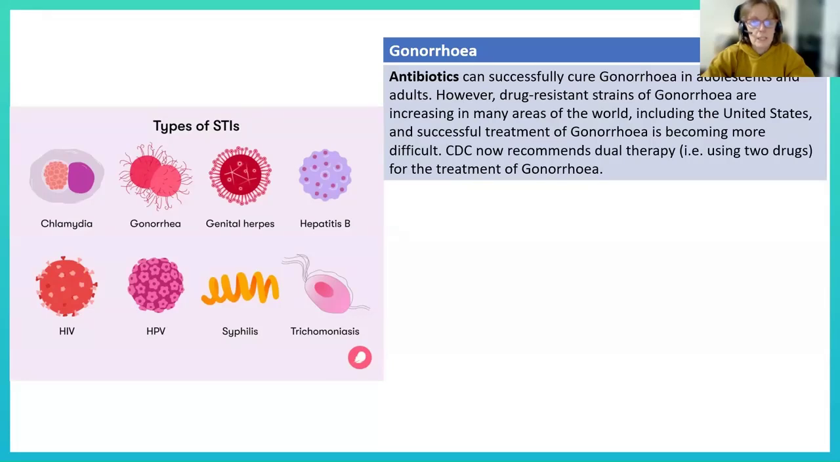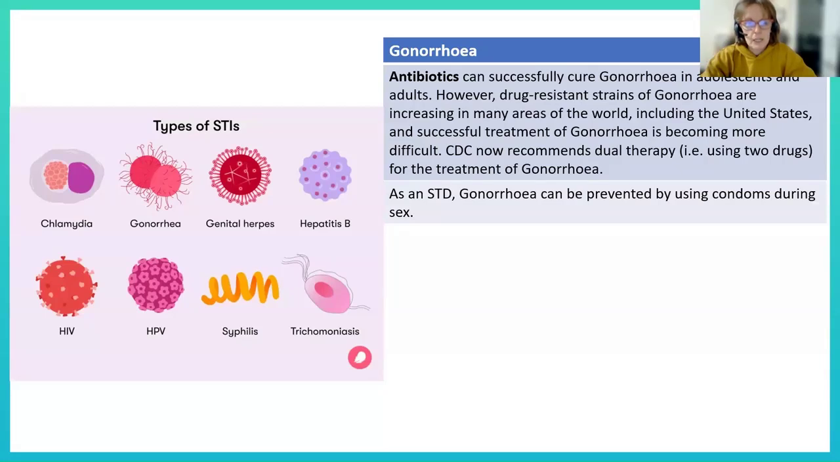It's now recommended that you have 2 drugs for the treatment of gonorrhea. The CDC, that is the Centers for Disease Control, the American equivalent, NHS would look after it in the UK. World Health Organization is obviously a global body, but in America, the CDC now recommends dual therapy, 2 drugs, because of the rise of drug-resistant strains.